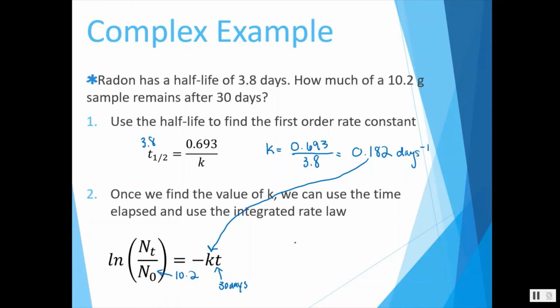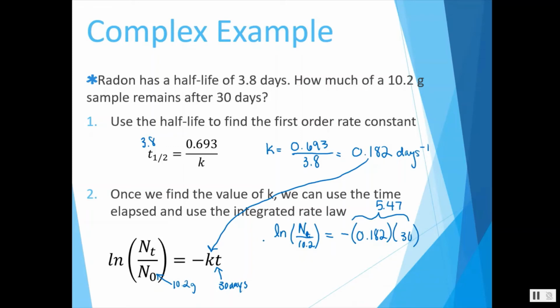So plugging in, rearranging, and solving, we first see that we have the natural log of our initial concentration. We have our initial amount, the 10.2 grams, and we would be able to find our N of t. So plugging that in, we have the natural log of N(t) divided by that 10.2 grams, which was our initial concentration, is equal to negative 0.182 times 30.